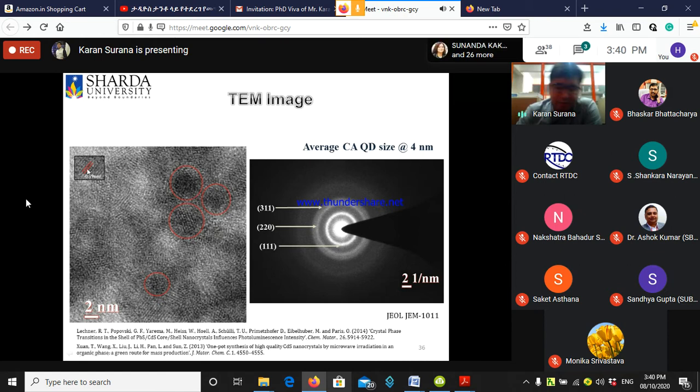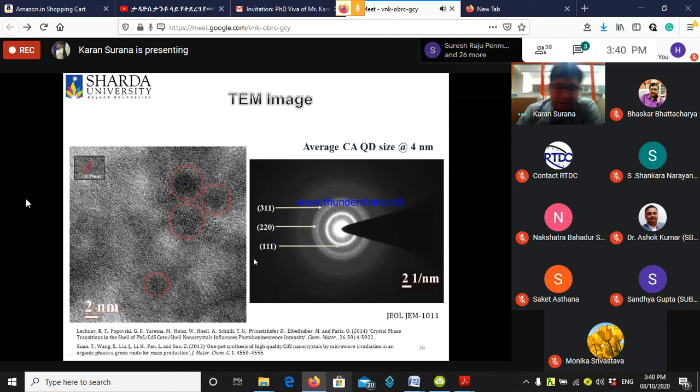The fringe width calculated was 0.19 nanometers. The SAED pattern is also shown, which confirms the cubic structure of the core shell quantum dots. And the average particle size obtained here was 4 nanometers.